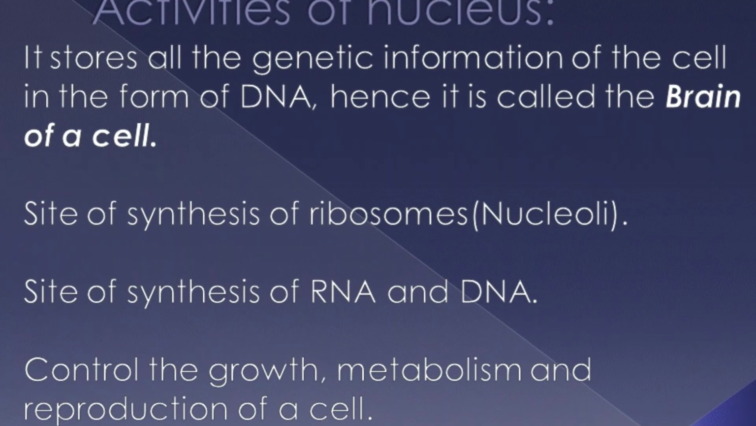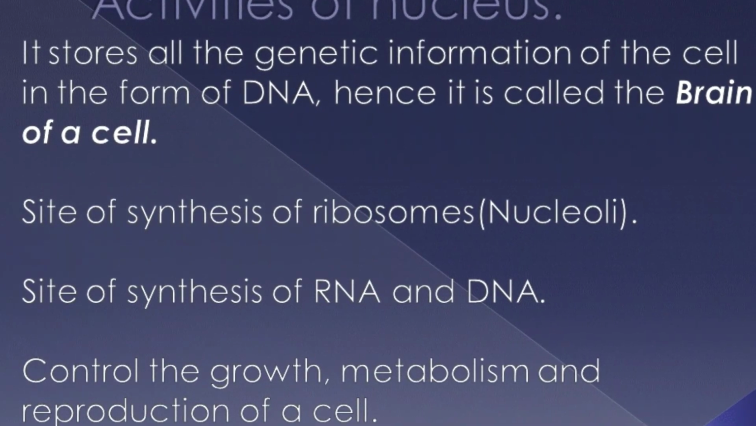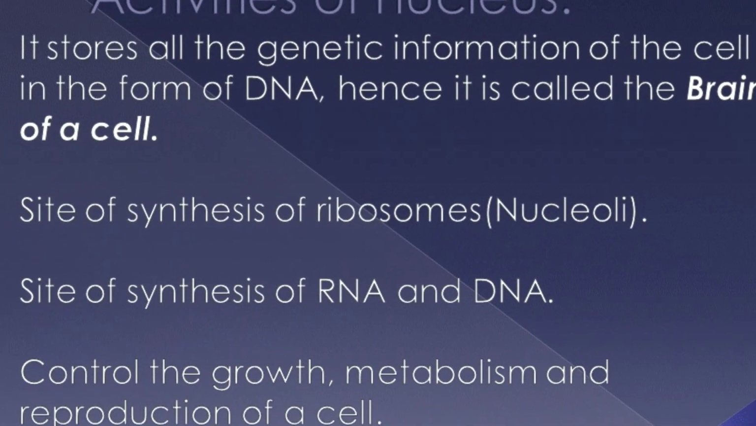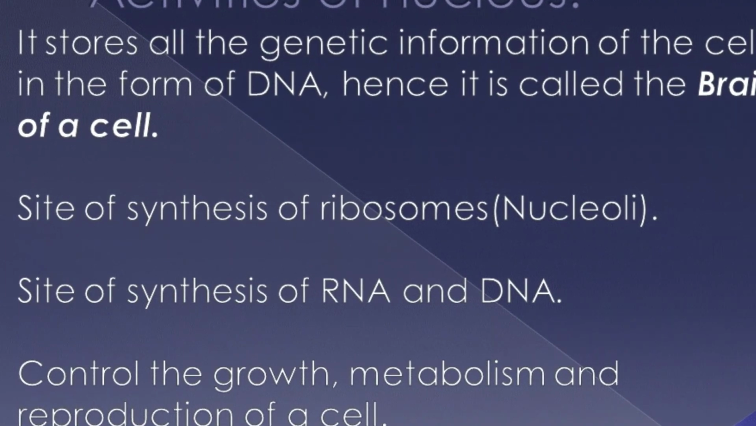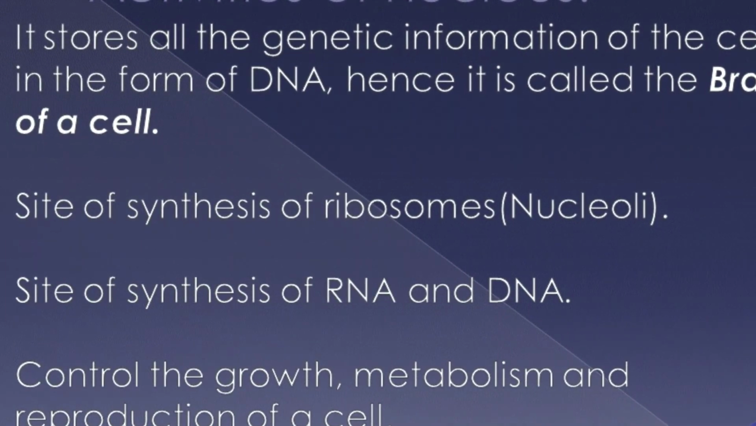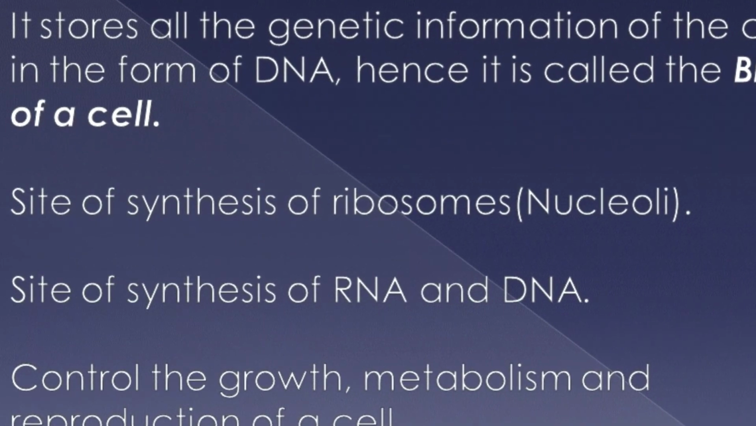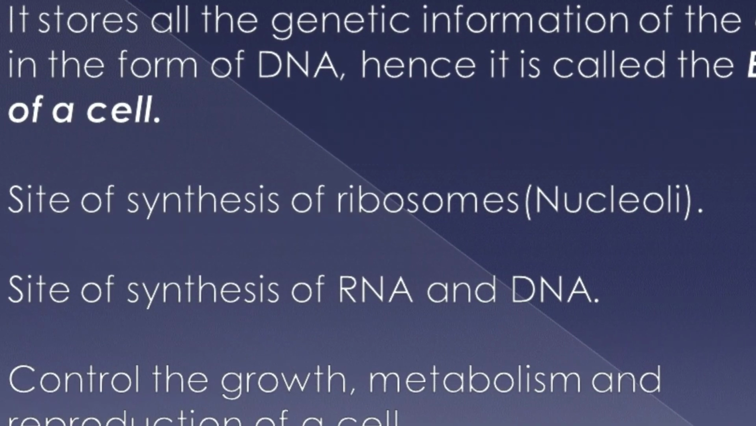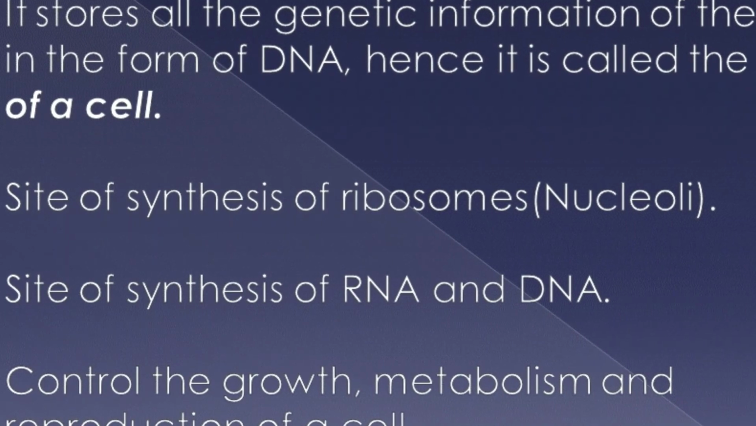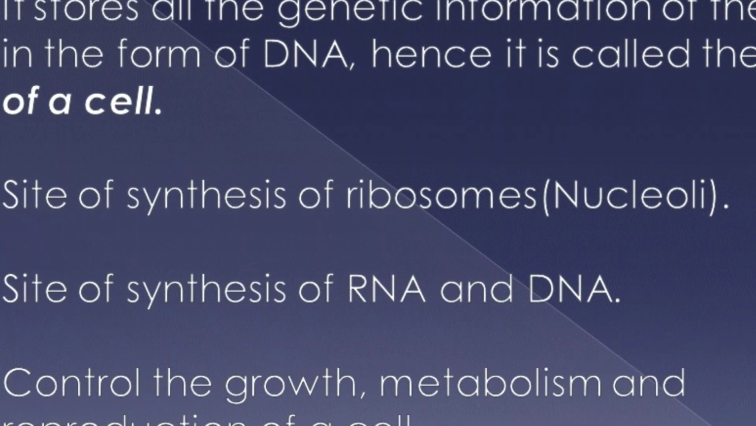Now, the activities and functions of the nucleus. It stores all the genetic information of the cell in the form of DNA. Hence, it's called the brain of the cell. A frequently asked question in many exams: why do we call the nucleus the brain of the cell? Because it contains DNA, all the genetic information, and DNA forms the chromosomes inside the nucleus.